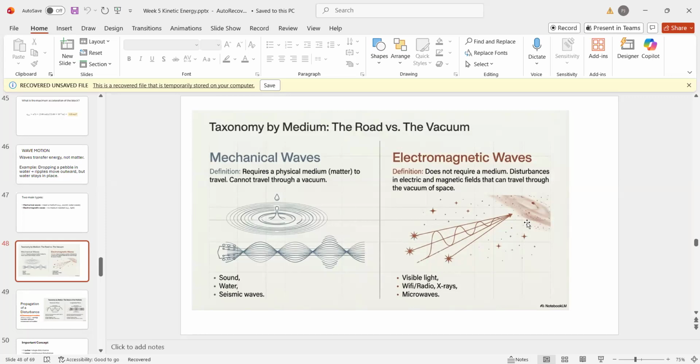Mechanical waves require the medium. So we talk about sound waves. There must be a medium where you can transmit that. That is what is happening. So as I'm talking, you are hearing, is it mechanical or electromagnetic?